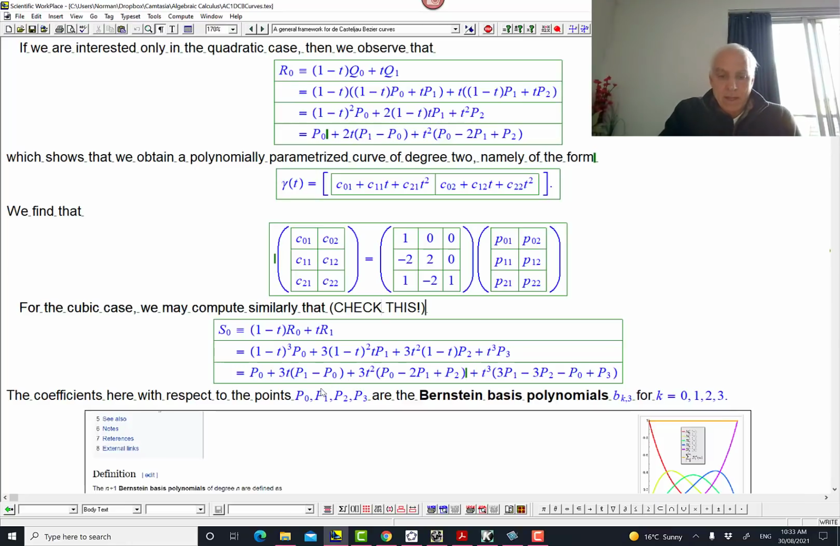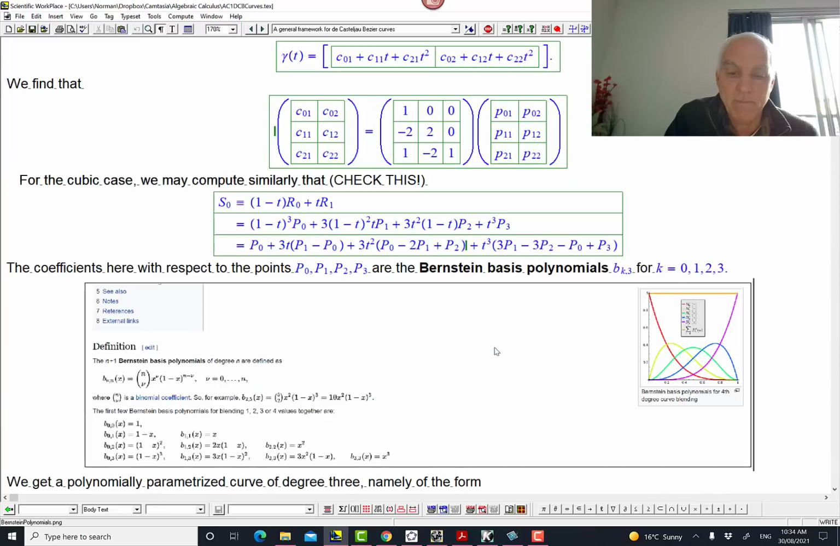Now, the coefficients appearing here, with respect to the points P0, P1, P2, P3, are the Bernstein basis polynomials, and they're often denoted B sub k3, in this case, in the cubic case. So B sub k3, when k goes from 0 to 1 to 2 to 3. And here is the Wikipedia entry.